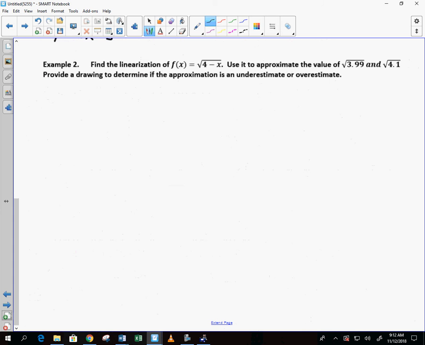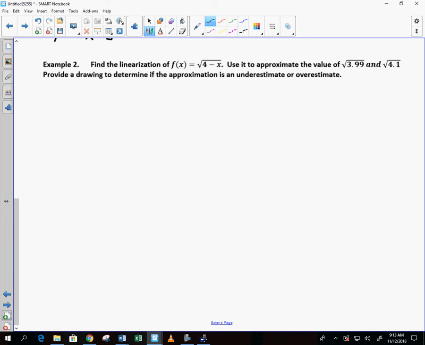Find the linearization of f of x equals the square root of 4 minus x and use it to approximate the value of the square root of 3.99 and the square root of 4.1. Provide a drawing to determine if the approximation is an underestimate or overestimate.